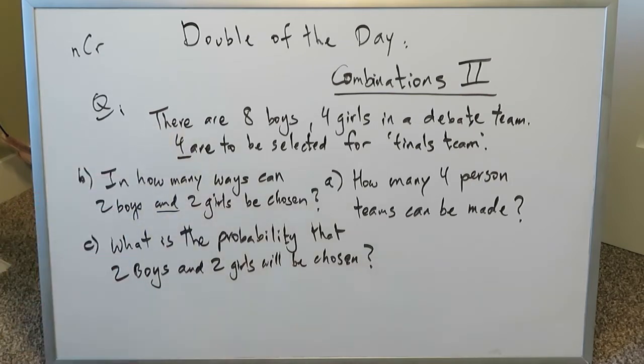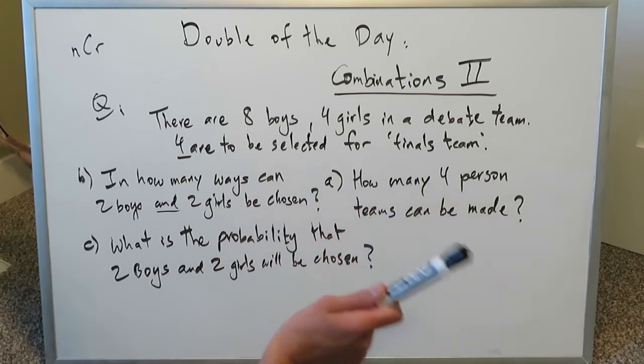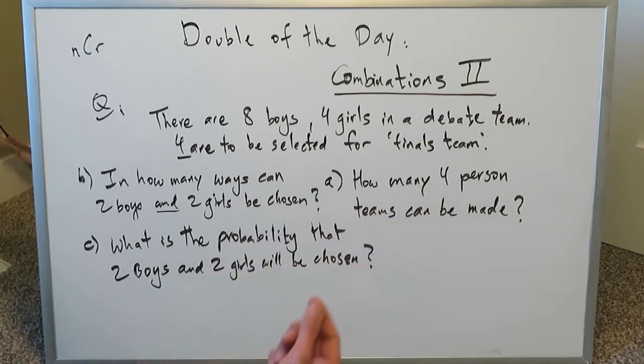There are 8 boys and 4 girls in a debate team, a total of 12 students. From these 12, 4 are to be selected for the finals team. Our first question is this: A, in how many different ways, the key word is how many different ways, can a 4-person team be made from this group of 12 students?